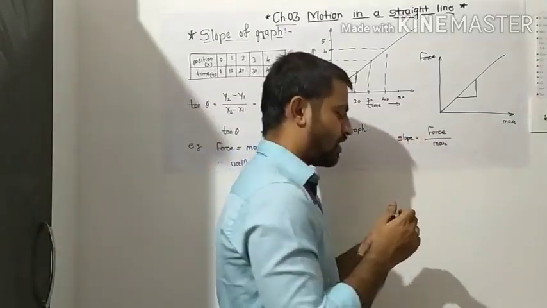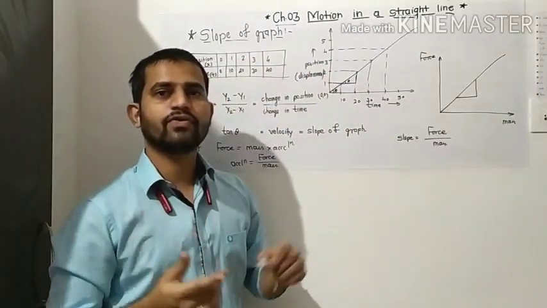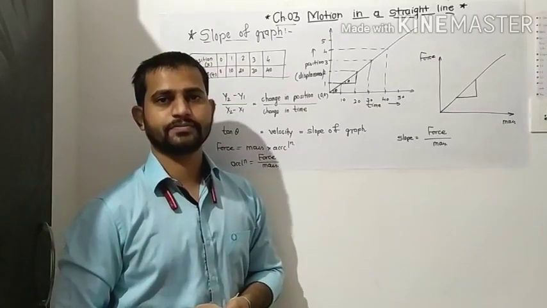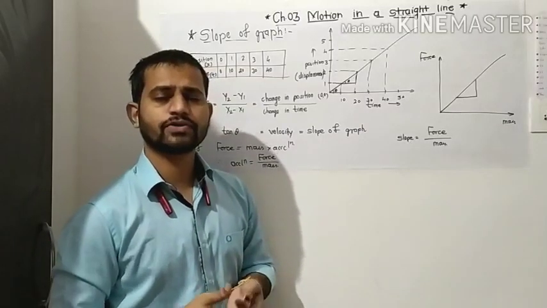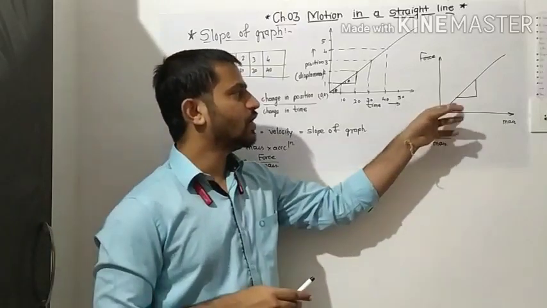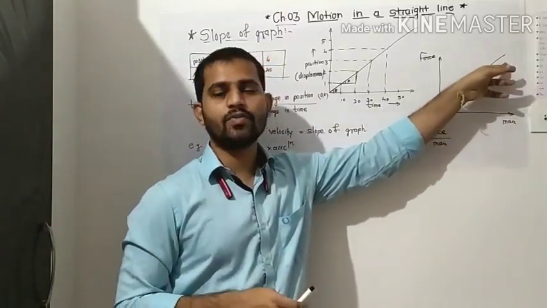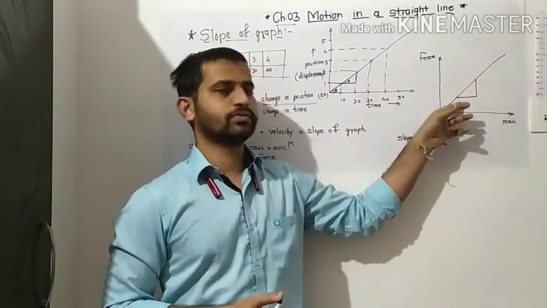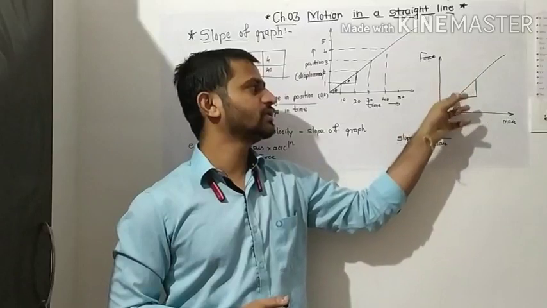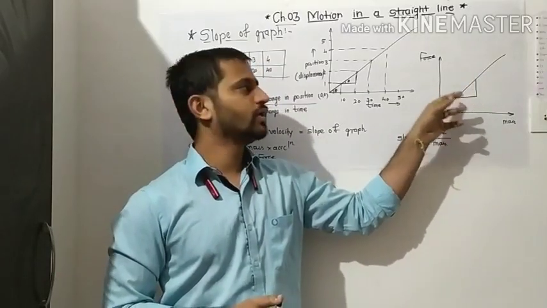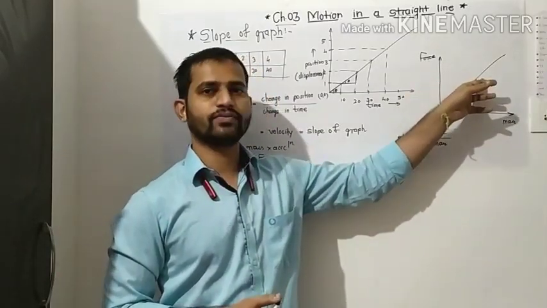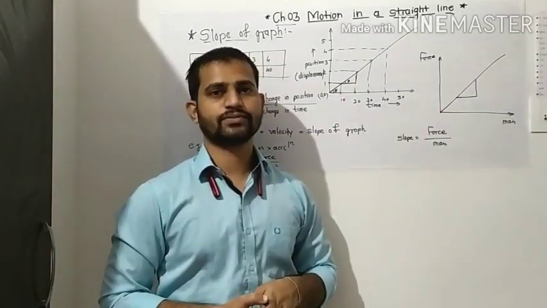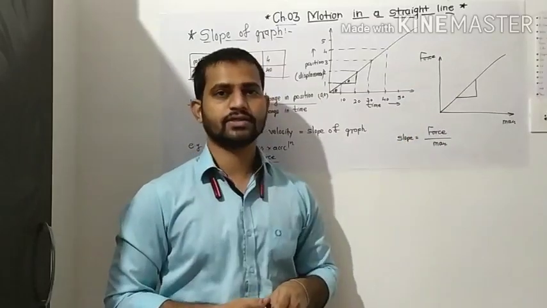So from this graph we can find out how much amount of force when we apply on any mass, how much amount of acceleration we get, and how much will be the acceleration we can find out by using this slope. Okay, if we know these two values, we can find out the third value. And this graph will represent the acceleration.